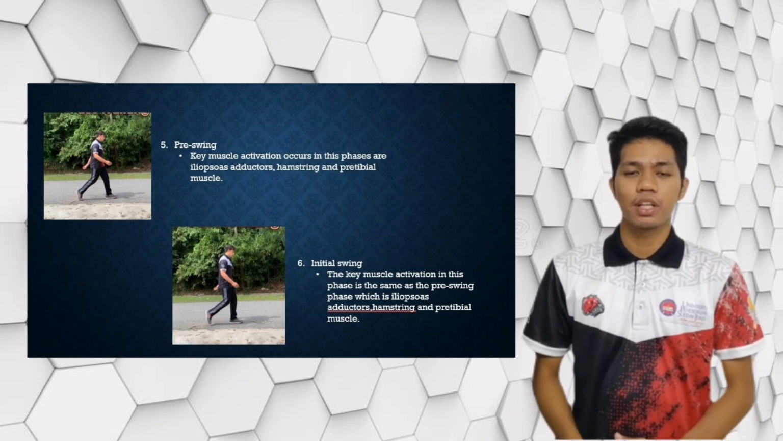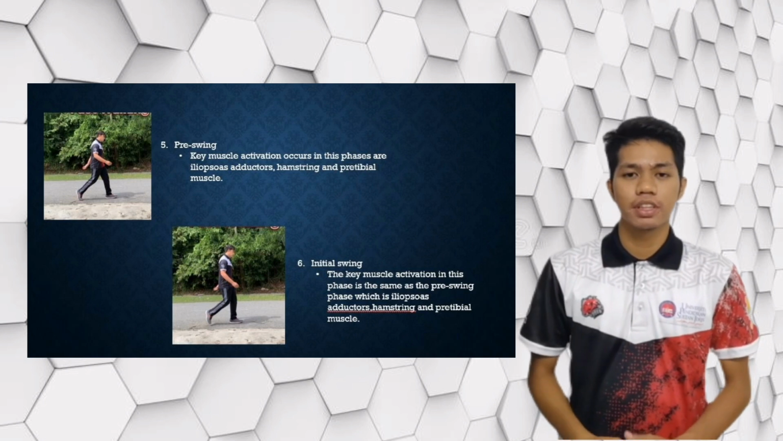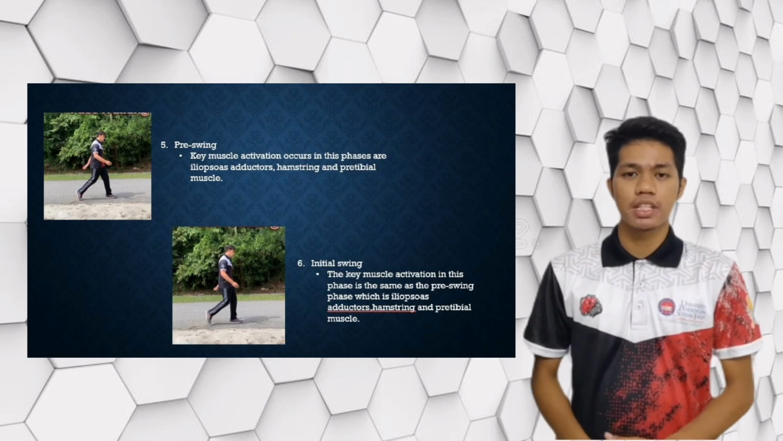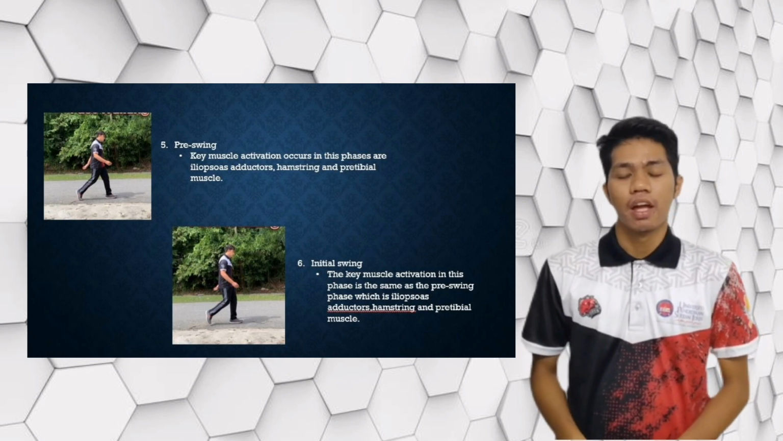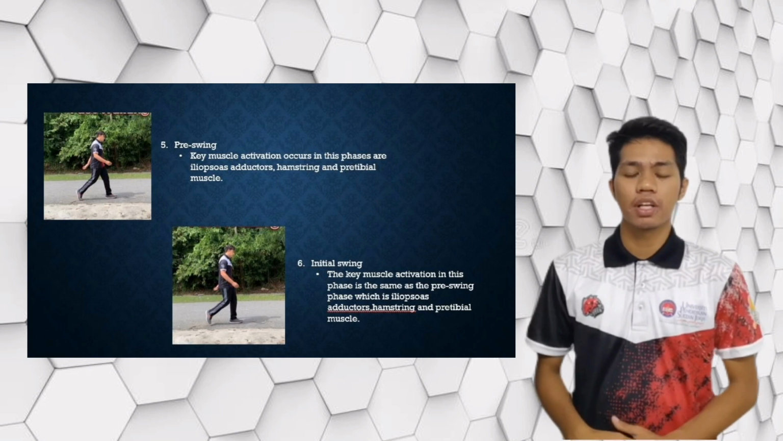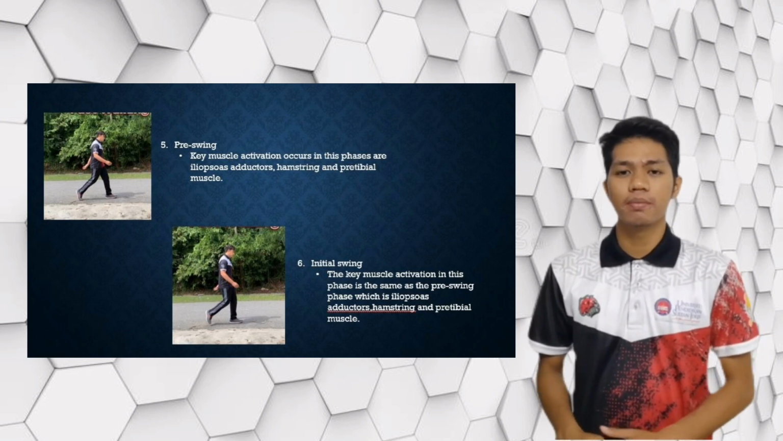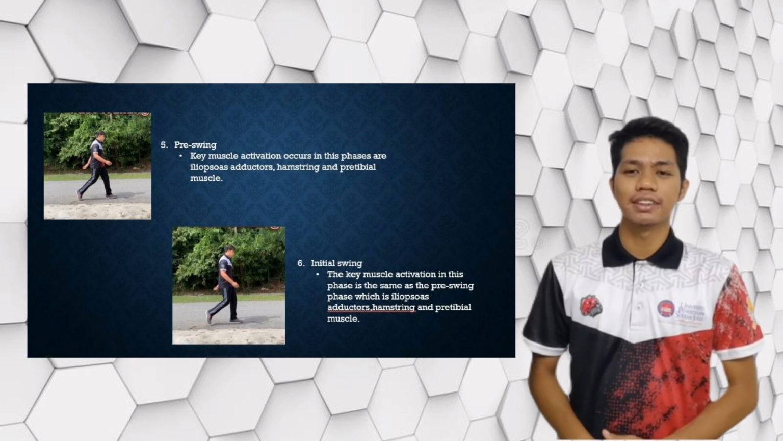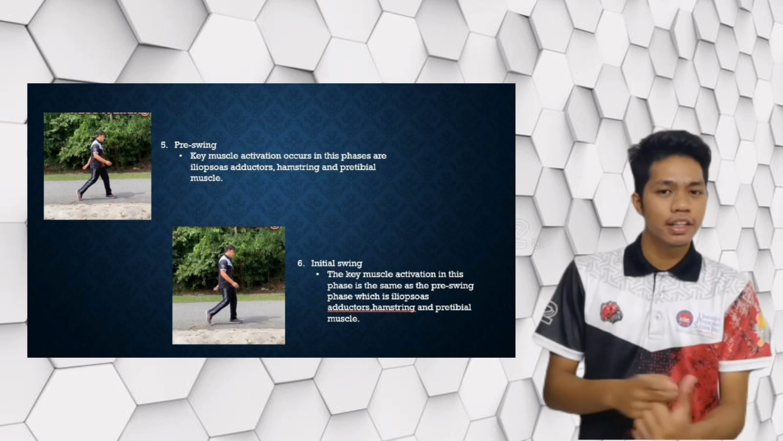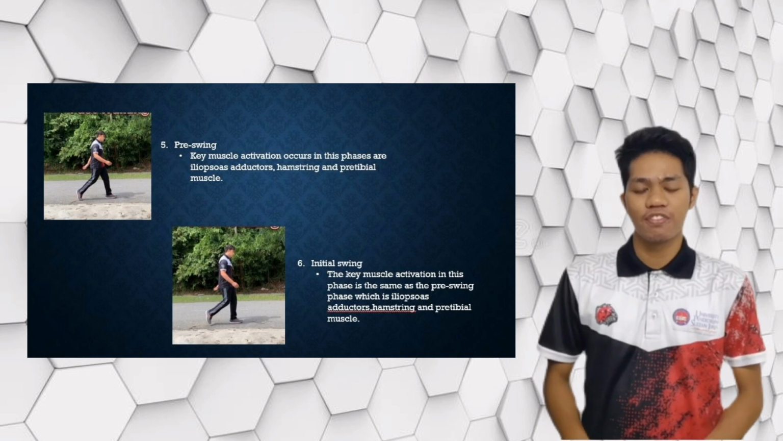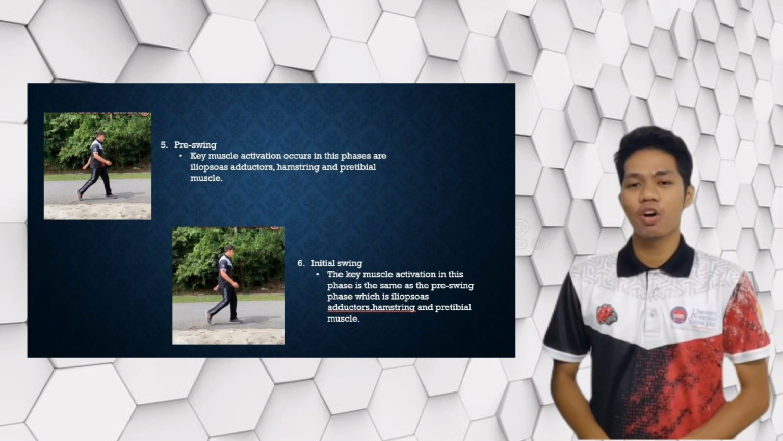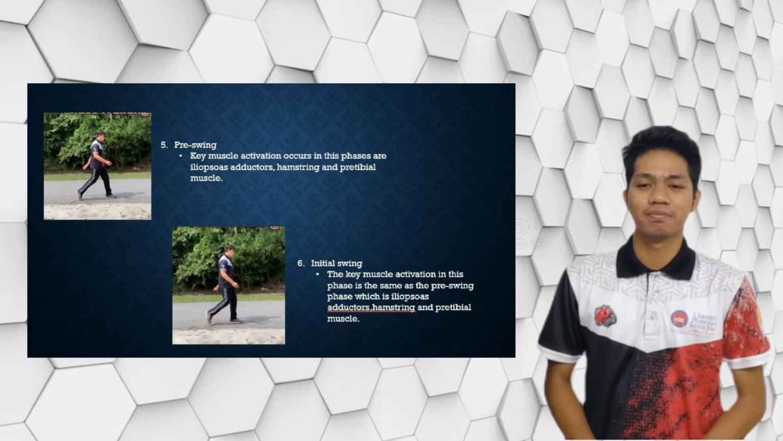Next is the initial swing. The key muscle activations in this phase are the same as the pre-swing phase, which are iliopsoas, adductors, hamstring, and pretibial muscle. It begins when the toe leaves the ground and continues until the max knee flexion occurs. During initial swing, the hip, knee, and ankle are flexed to begin advancement of the limb forward and create clearance of the foot over the ground.